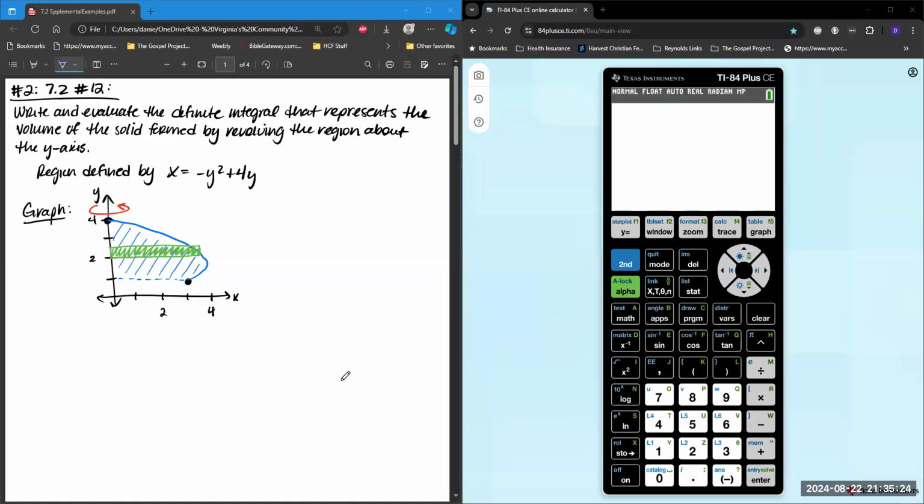In this video, we're going to talk about supplemental examples from 7.2. Let's go ahead and get started. These will all be on the disk washer method.